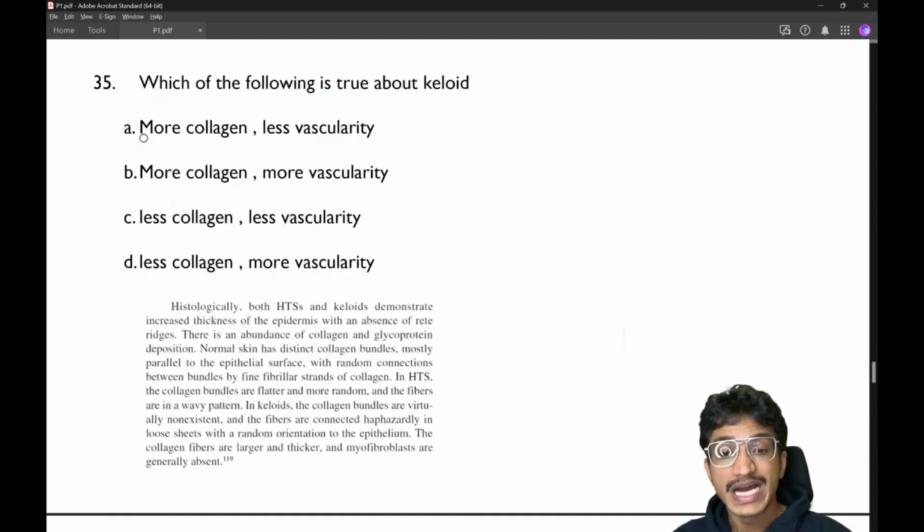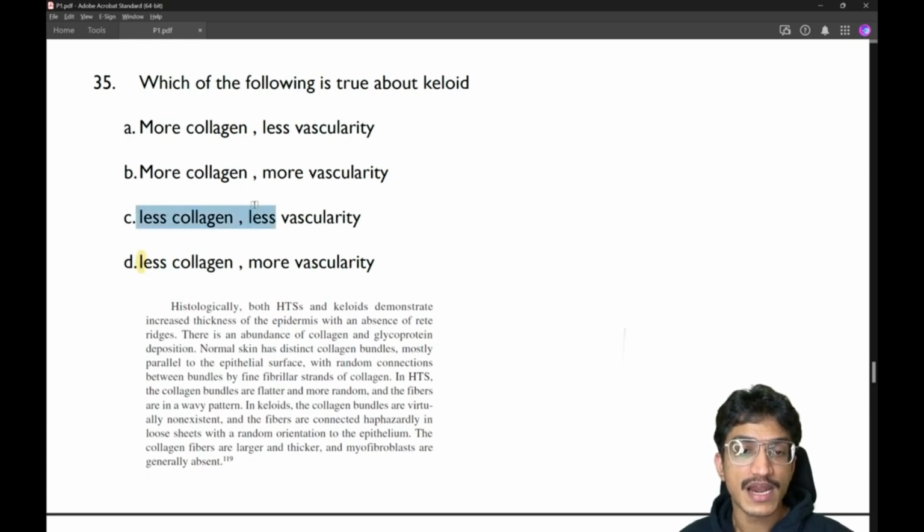Now regarding keloid, again this has been combined from Sabiston and shorts. So the keloid, they are having less collagen and less vascularity.